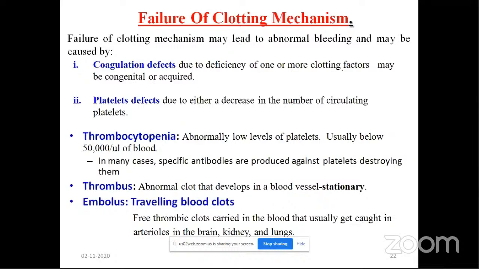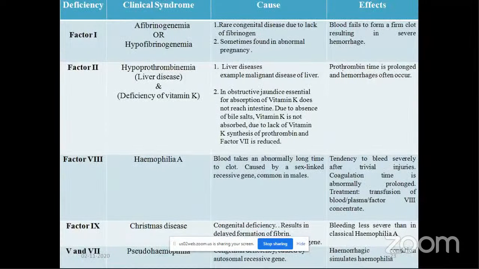I already discussed thrombus and embolus. A thrombus is an abnormal clot which develops in an intact blood vessel. It's a stationary blood clot. In contrast, traveling blood clots are called embolus. Free thrombic clots are carried via the blood, flow in the peripheral circulation, and may get trapped within the arterioles, within the brain, kidney, lungs, etc., leading to heart attack, stroke, and pulmonary embolism.